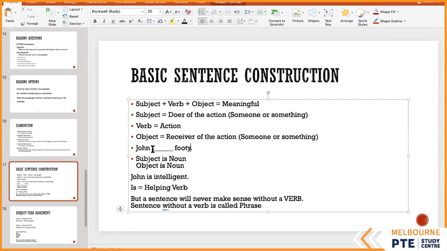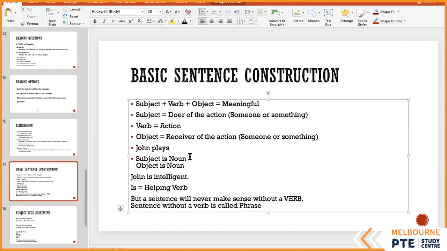Suppose an object is missing, but the verb is given in the sentence. Is the sentence making sense? Do I know what is happening? John is playing. John is playing, so the sentence is still making sense, but there's something missing from it. He can play something, but I know what John is doing. So that means I'm looking for an object, or a noun.